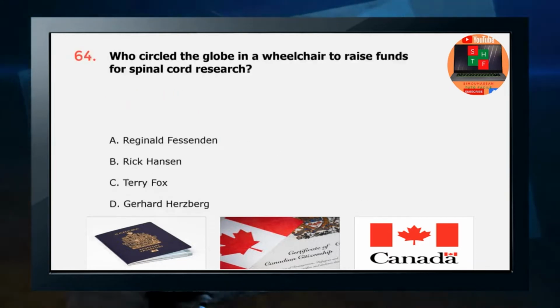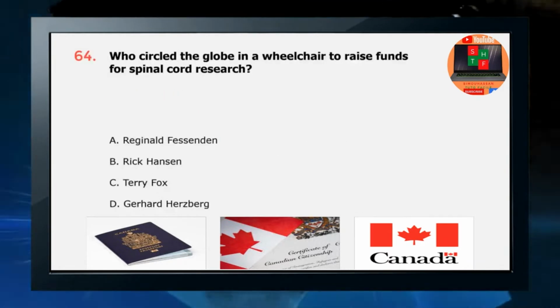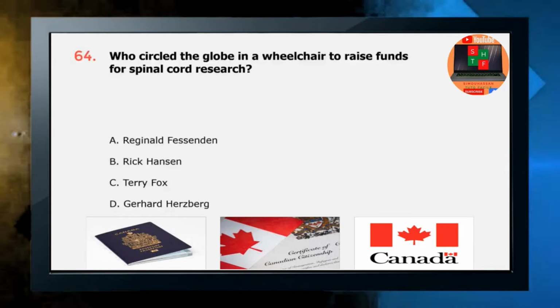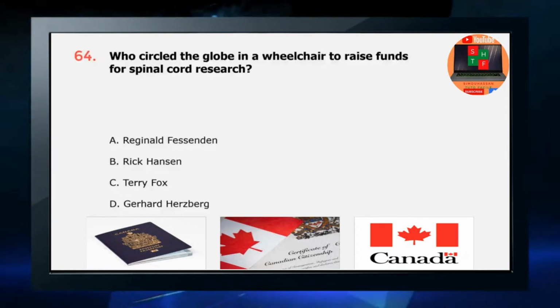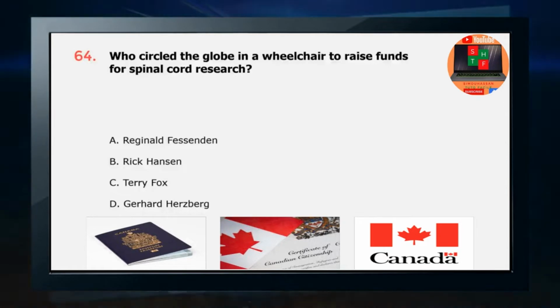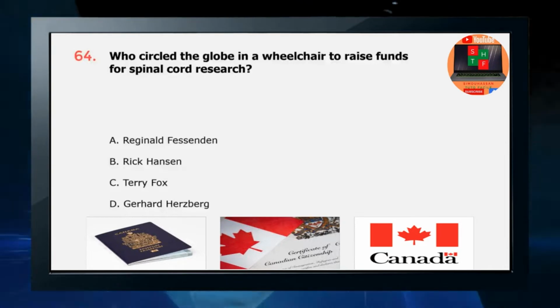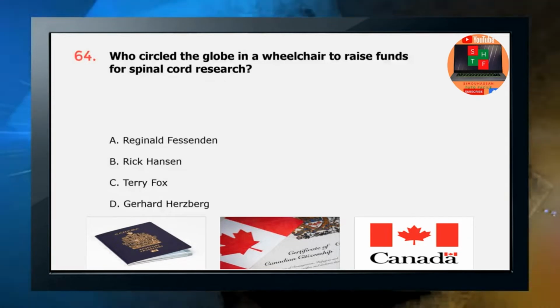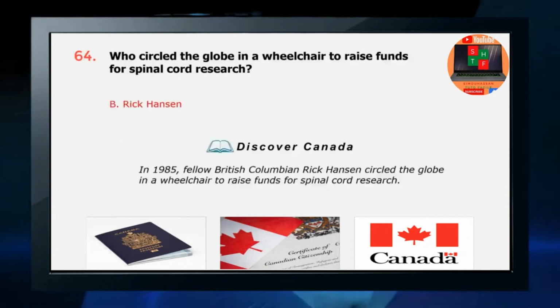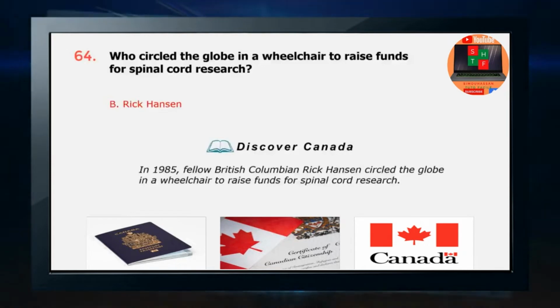Question 64. Who circled the globe in a wheelchair to raise funds for spinal cord research? A. Reginald Fessenden. B. Rick Hansen. C. Terry Fox. D. Gerhard Herzberg. The answer is B. Rick Hansen.